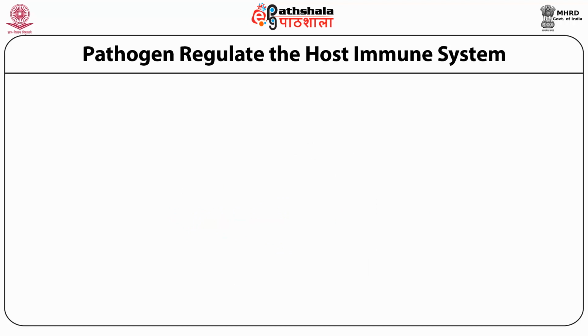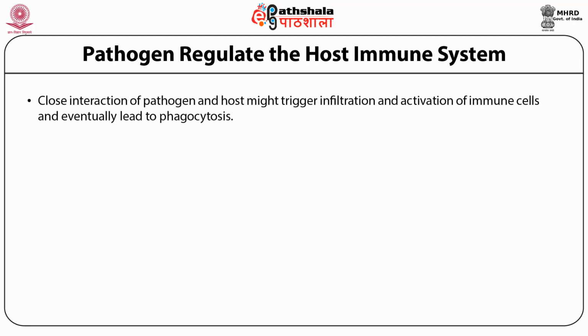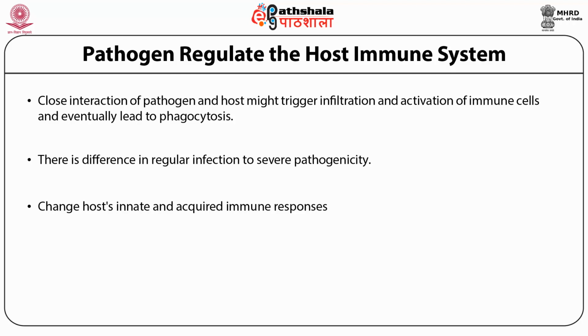Pathogens regulate the host immune system after adhering and infecting. Close interaction of pathogen and host might trigger infiltration and activation of immune cells and eventually lead to phagocytosis. There is a difference between regular infection and severe pathogenicity. It changes the host innate and acquired or adaptive immune system after the pathogen interaction and the infection.